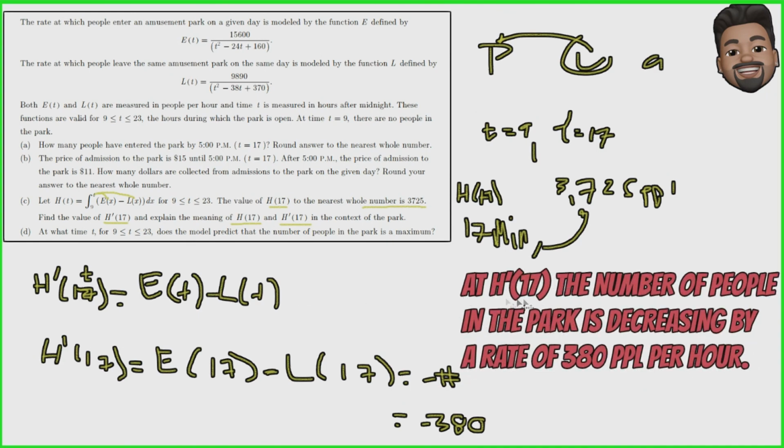Or you can say at h prime of 17, at t equals 17, the number of people in the park is decreasing by 380 people per hour. As long as we have the units, that's all that matters.